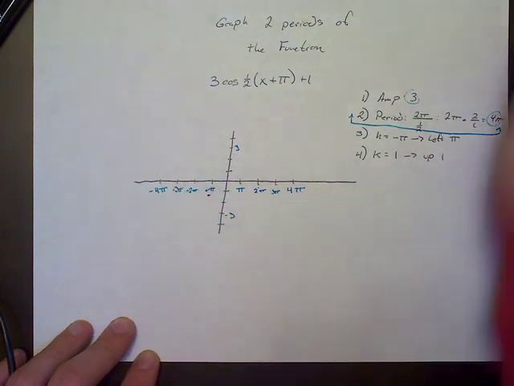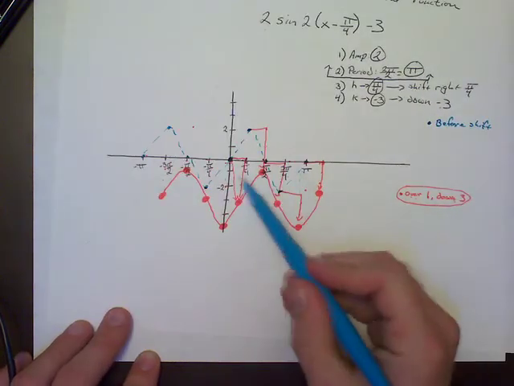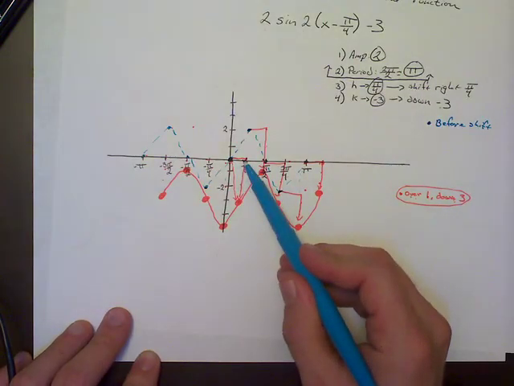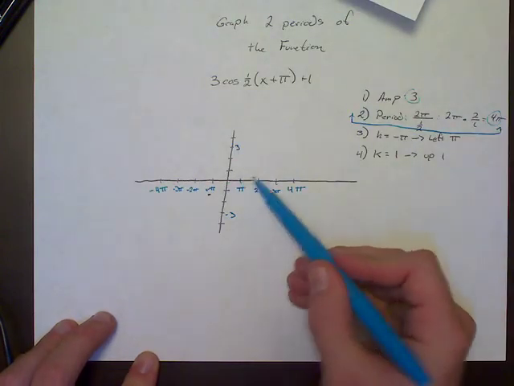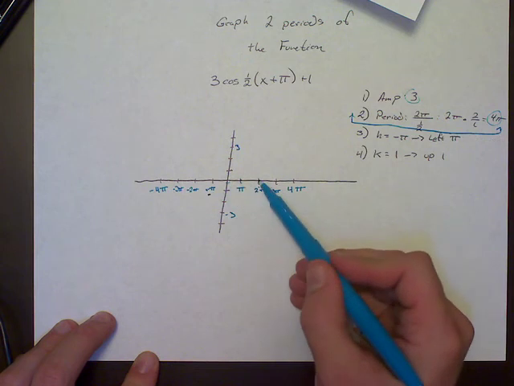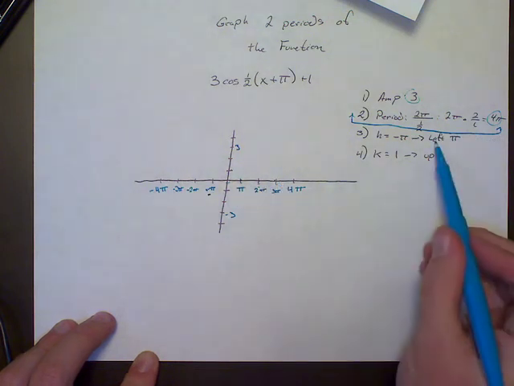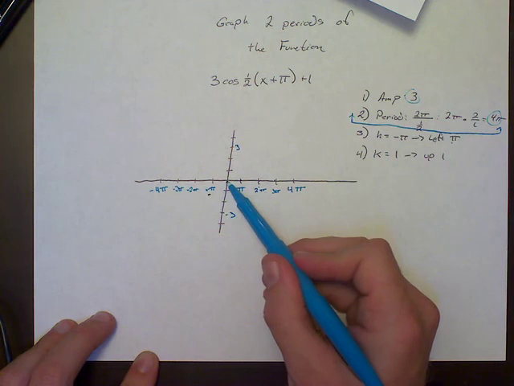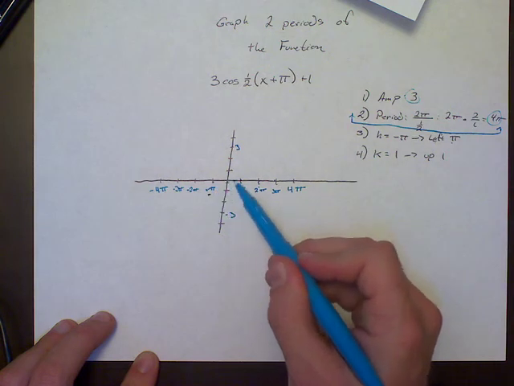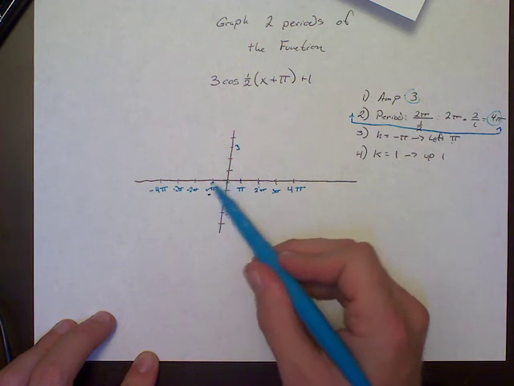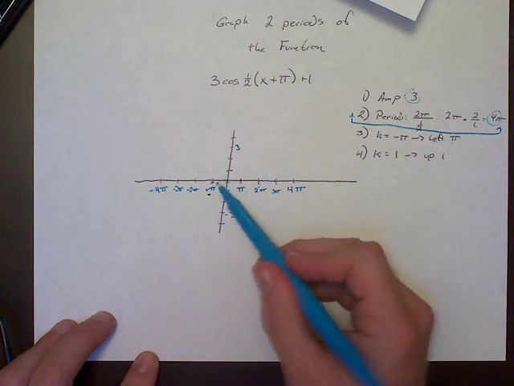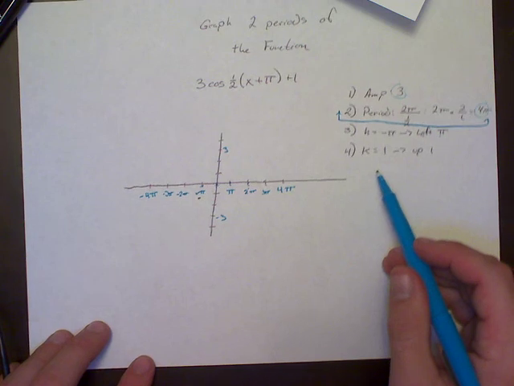So unlike the last one, each section here, the length was pi over 4. This graph, the length is just pi. So length of pi, length of pi, length of pi. So when it says go left pi, that means you're going to take each point and move it just one of these sections, okay? Because each length here is pi.